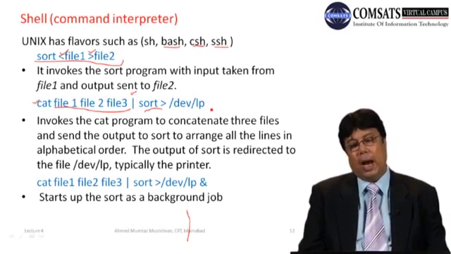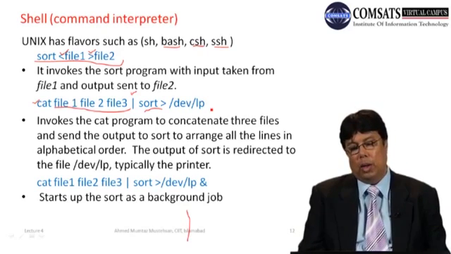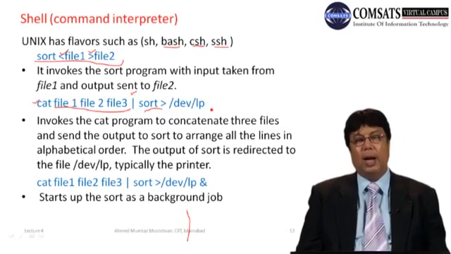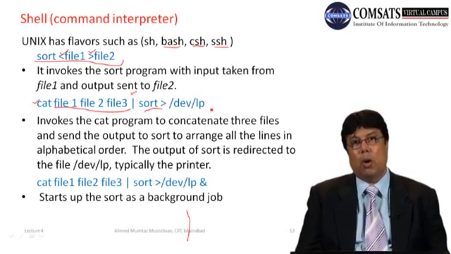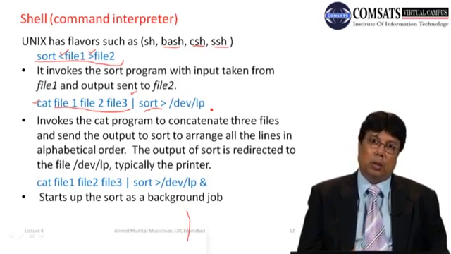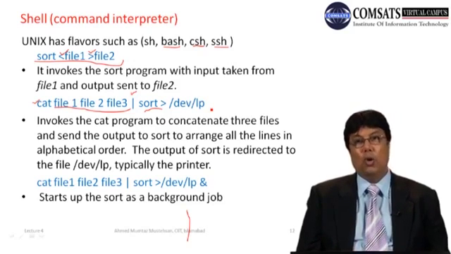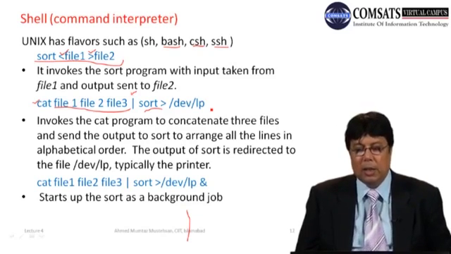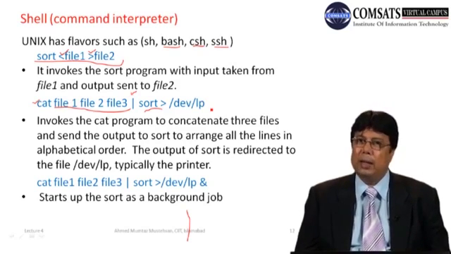So it invoked the cat program to concatenate 3 files. Concatenate कहते हैं combine करने को, 3 files, and send the output to the sort to arrange all the lines in alphabetical order. The output of the sort is redirected to the file /device/lp. अब अगर आप देखें, /device/lp फाइल नहीं है.